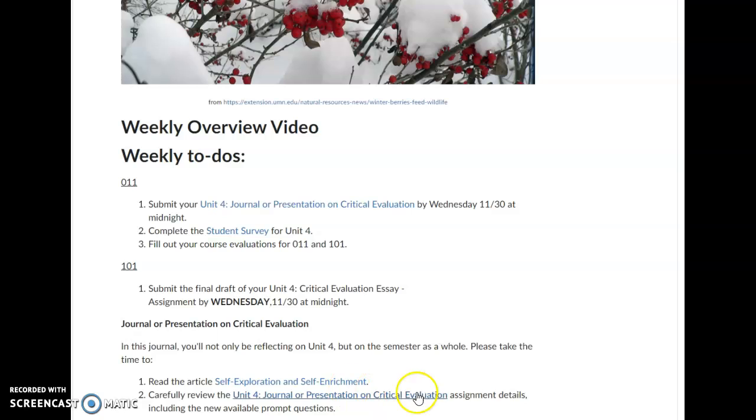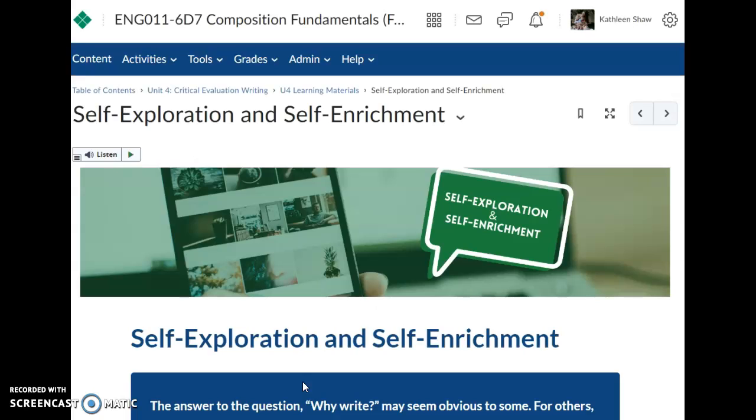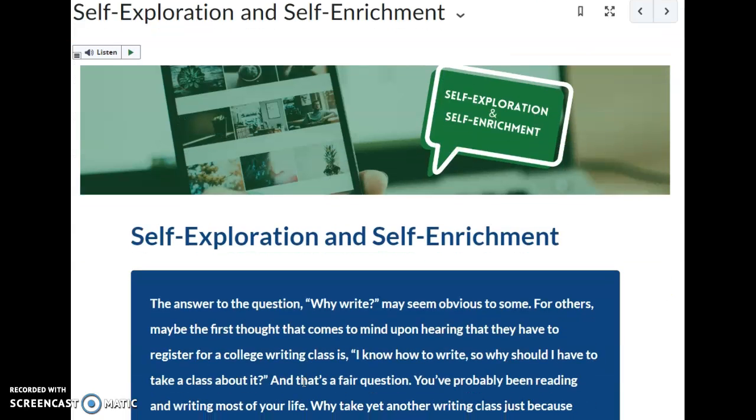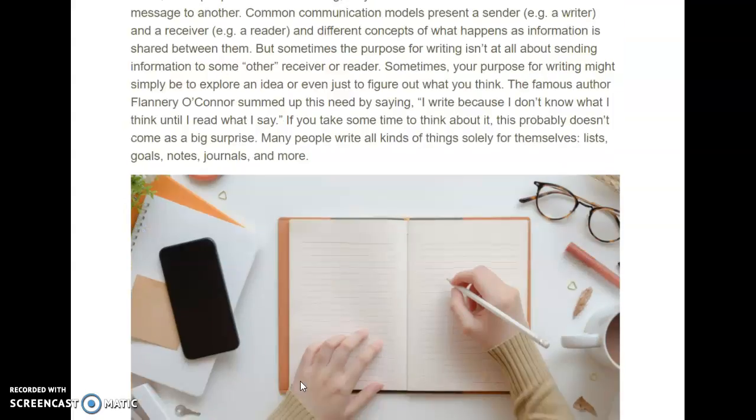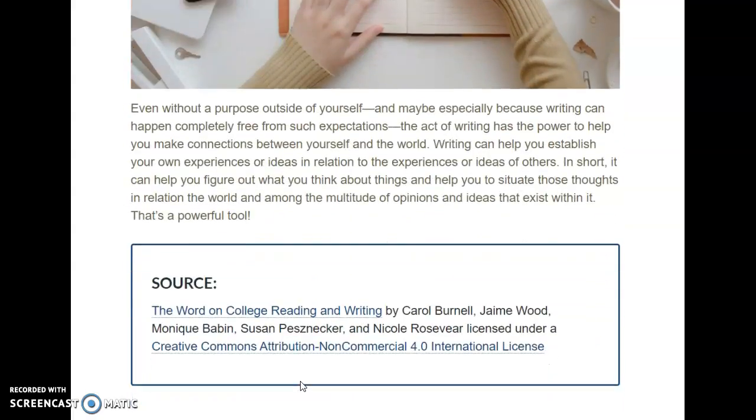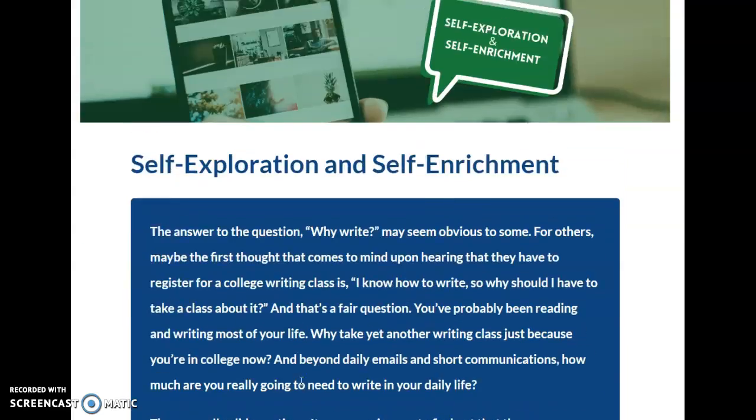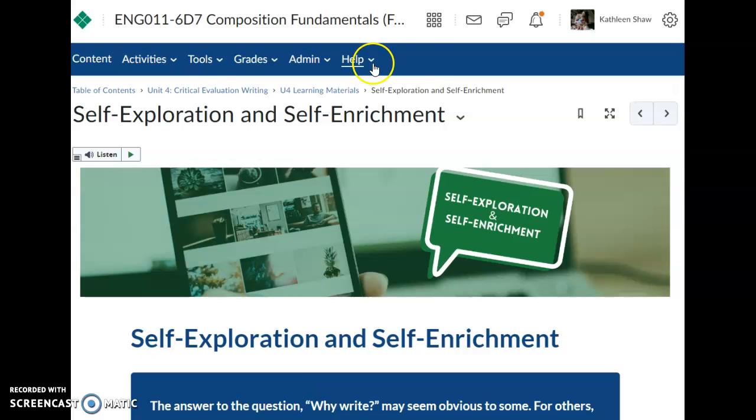The first thing I would like you to take the time to do is look over this article, Self-Exploration and Self-Enrichment, because this article is really going to talk a lot about the process of self-reflection. That's something you've been doing all semester. But this particular assignment is focused on thinking back on things that you've done over the entire semester in addition to Unit 4. So I think it would be helpful to check this article out. So I'm going to ask you to read that first.